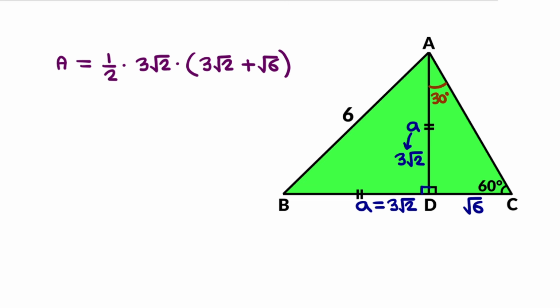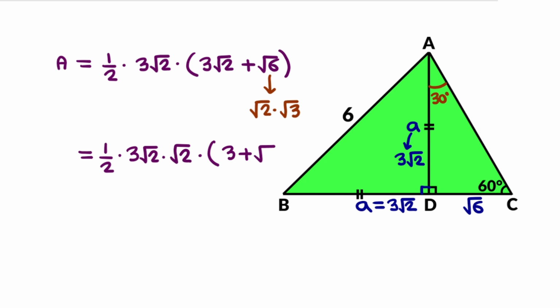Here's a nice simplification. Notice that root 6 is root 2 times root 3. So we can factor root 2 out of the parentheses. Now we have 1/2 times 3 root 2 times root 2 times the quantity 3 plus root 3. Since root 2 times root 2 equals 2, that 2 cancels perfectly with the 1/2.